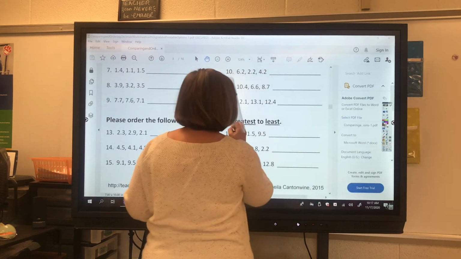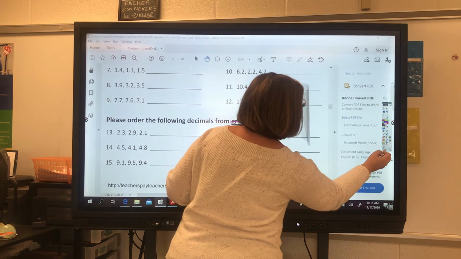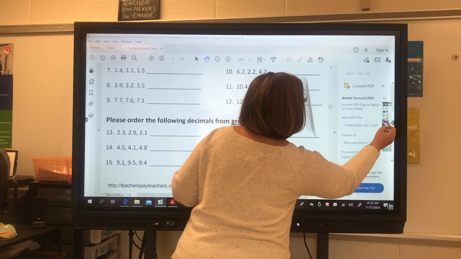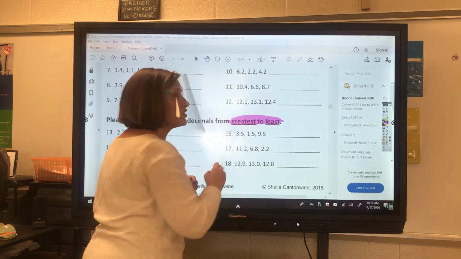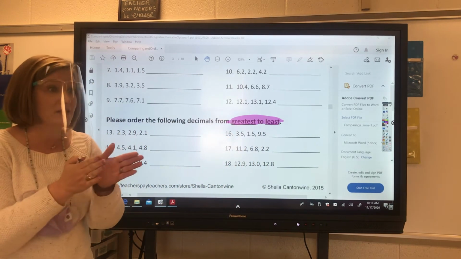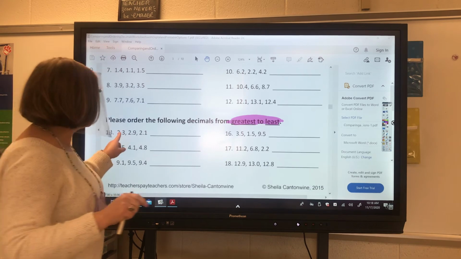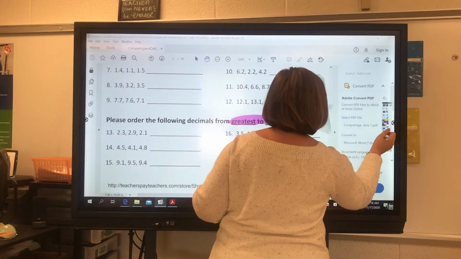Our mind naturally wants to do least to greatest, but you have to read the directions. This one's greatest to least, so we're going to do number 13 together.